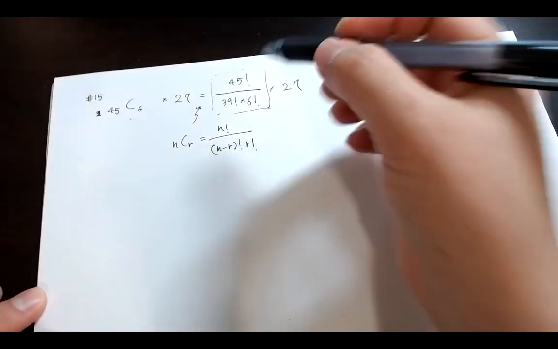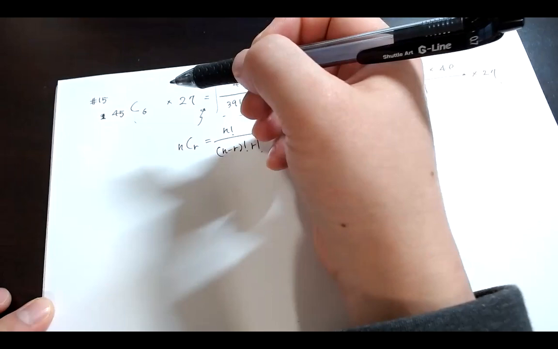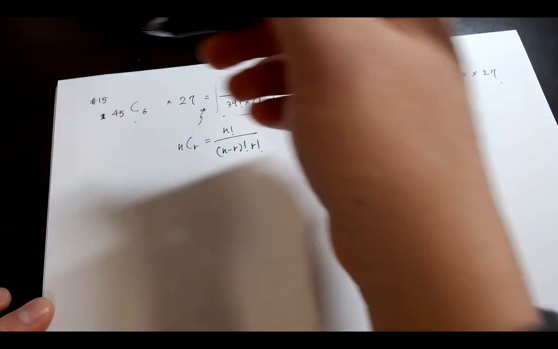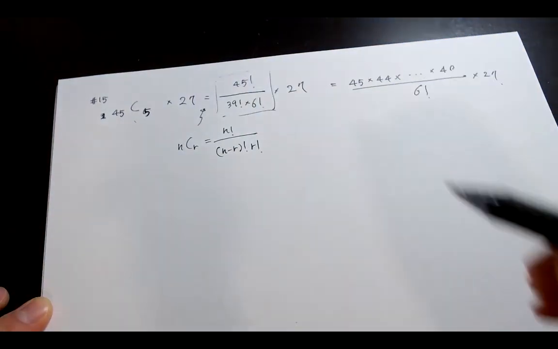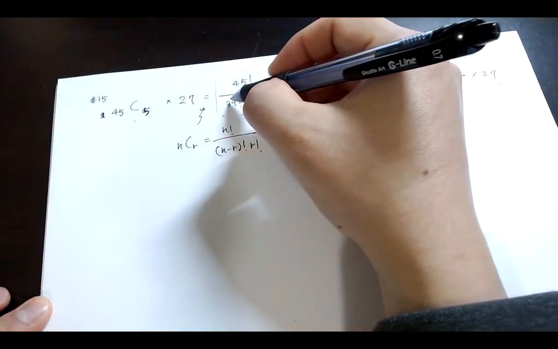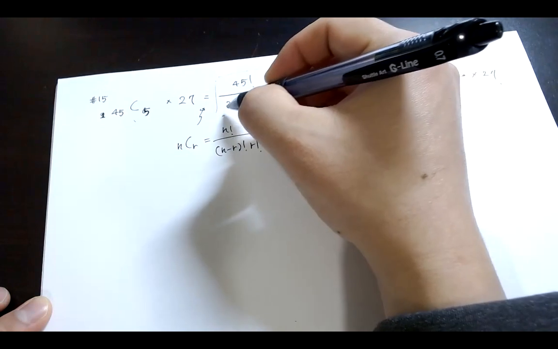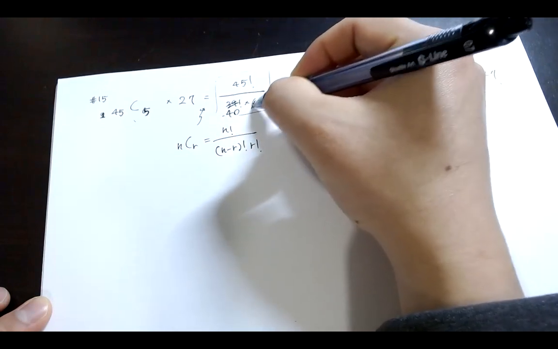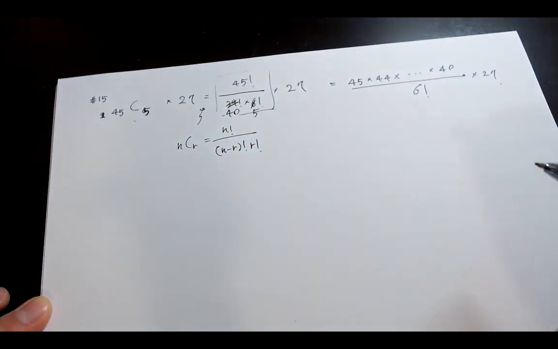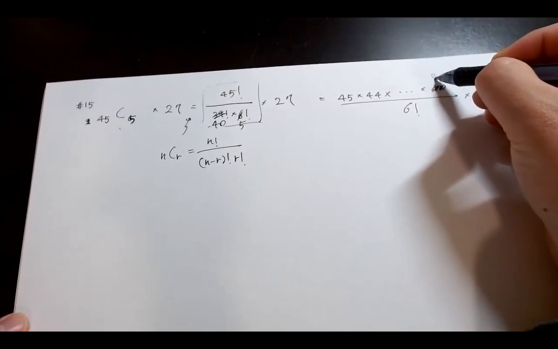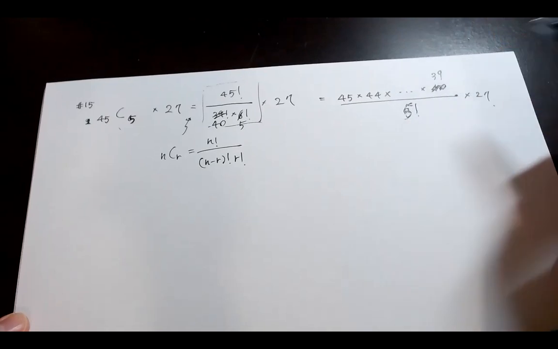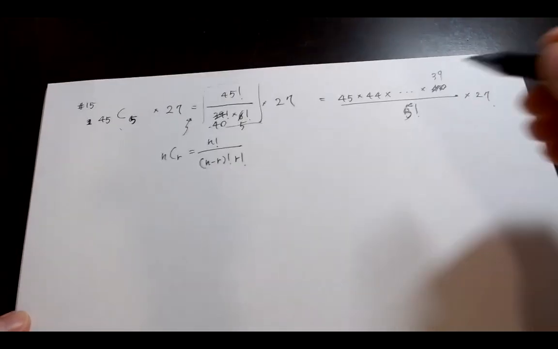By the way, the problem says that in the lottery we choose 5 numbers, not 6. It's a typo. So this should not be 39 factorial; it should be 40 factorial, and this should be 5 factorial. So we get 39 and 5. I made a mistake, and I'm sorry about that.